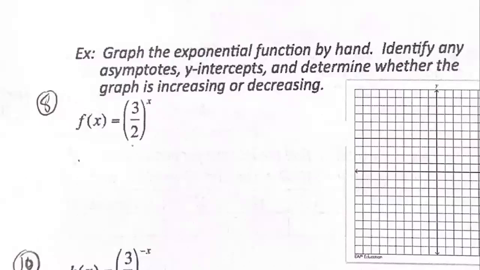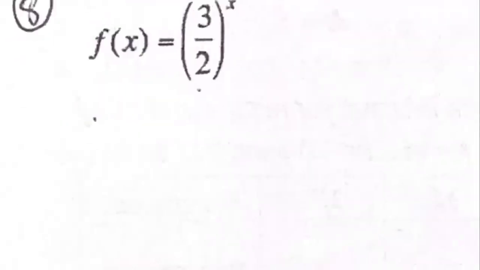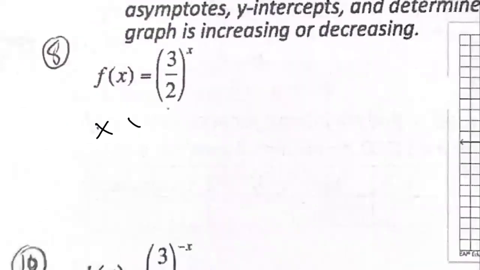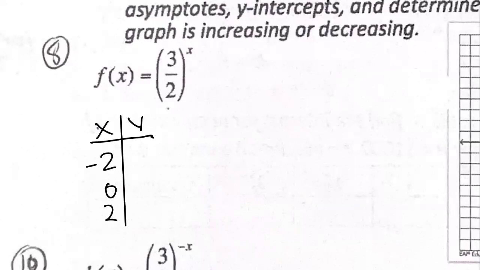So we're going to graph it by hand. We do that by having a table. Honestly, the only one you really need is when x is equal to 0 to find the y-intercept. But I always say to plug in a coordinate on the left-hand side of the y-intercept and on the right-hand side. So I'm going to plug in -2 and 2. So 3/2 to the power of -2. If you already have a fraction as the base, you can just flip it and put it to the power of 2. So this is just 2/3 to the power of 2.